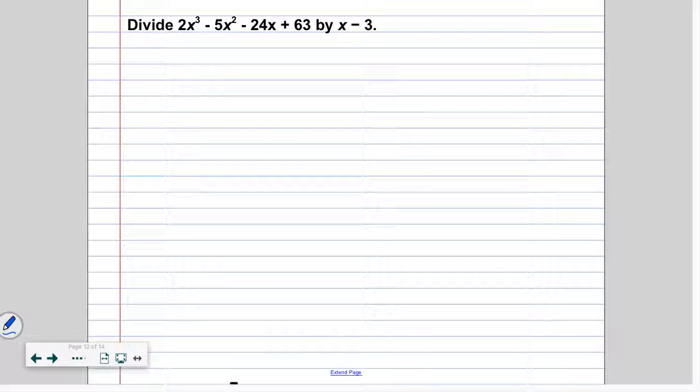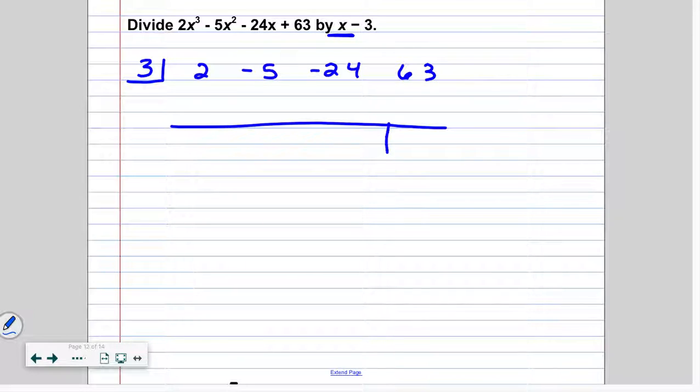Here's another synthetic division problem. Why can we use synthetic division on this one? Because it's just 1x right there. Here we go. Put a 3 in the box. 2, negative 5, negative 24, and 63. Let's see what we get here.